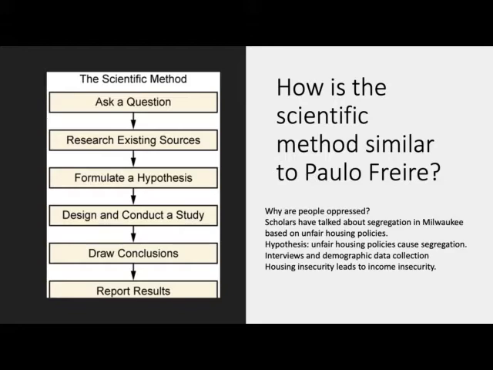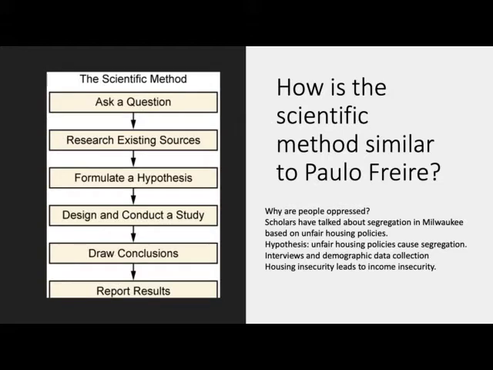So we start off with asking a question. We then look at previous sources, previous forms of scholarship and sociological and demographic scholarship that has been made. Then we formulate a hypothesis, so we make an argument based off of those sources. We design and collect data, and that would be as easy as carrying out interviews. And we draw conclusions based off of those interviews, whether or not the hypothesis is valid, and we report the results.